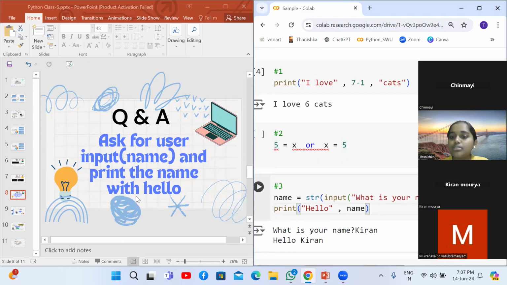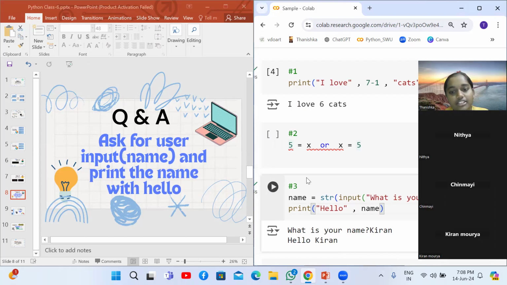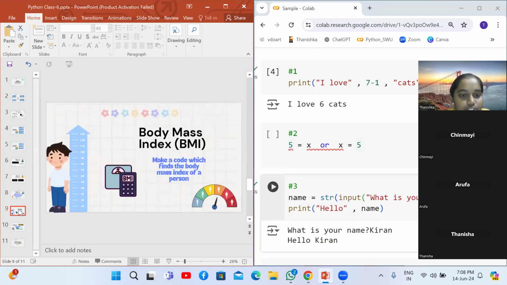Okay, does Chinmay have something to ask? In the place of comma, if we use plus, we also get the same answer. Okay, thank you. If you guys don't have any doubts, then we can go to the next question. Are all of you understanding? Only Chinmay understood, others you didn't understand? We have understood. Okay, then we'll go to the next question.